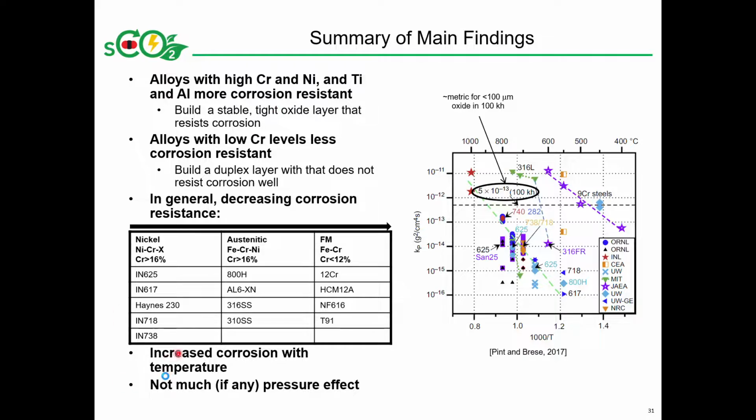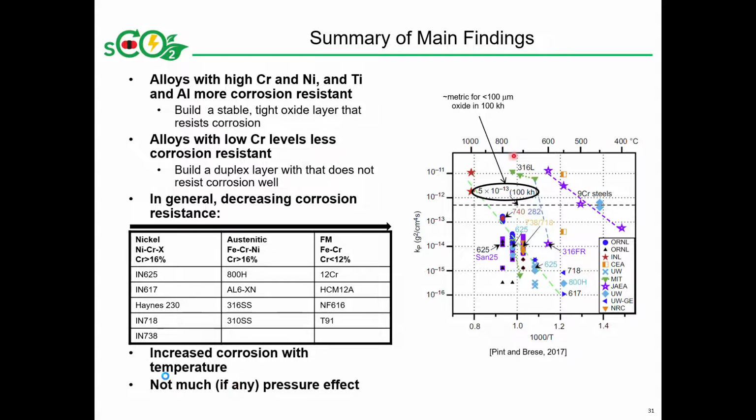And again, some of the simple things here: increased corrosion with temperature, and to some degree this is important here. There doesn't seem to be that much of a pressure effect. So testing at lower pressures, ambient pressures of CO2 versus supercritical CO2 at high temperatures, they seem to be relatively similar in terms of the corrosion effects there.